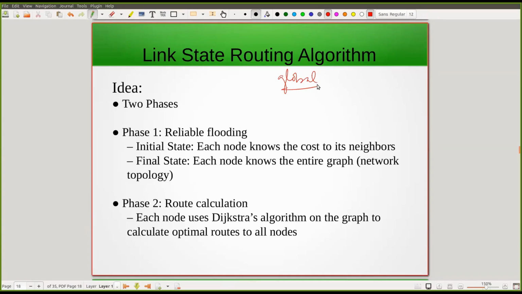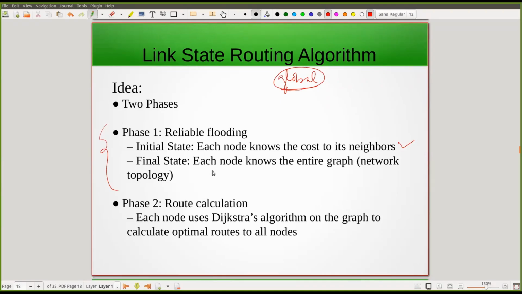But here the link state algorithm says no, I will not do it like that. First of all, I will collect the global information, and then after collecting the global information, I will go for finding out or calculating the route. So basically the idea is that link state follows two phases. In phase 1, it tries to acquire the global knowledge. How to acquire the global knowledge? Initially everybody has only the local knowledge; no one can have the global knowledge. That is why initially every node knows only the local knowledge.